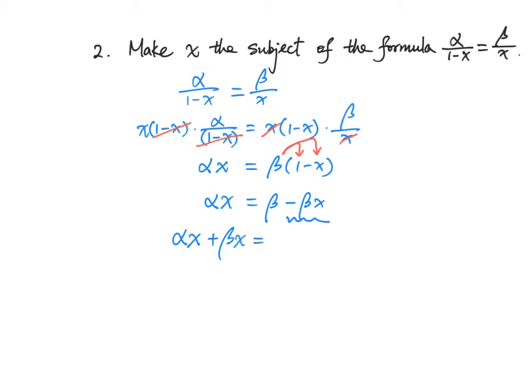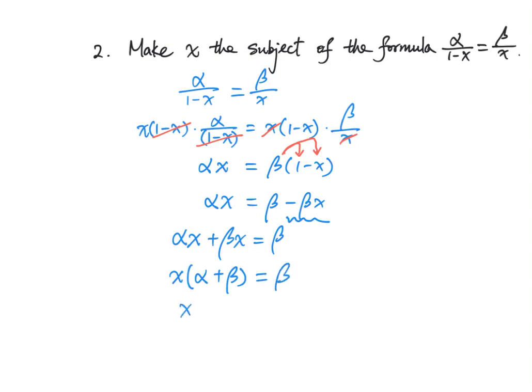Beta x equal to beta is left on the right-hand side. Now because there is more than one term including the subject, we take out the common factor x, taking out the subject. So for the first term alpha is left, and for the second term beta is left, so equal to the right-hand side, beta.